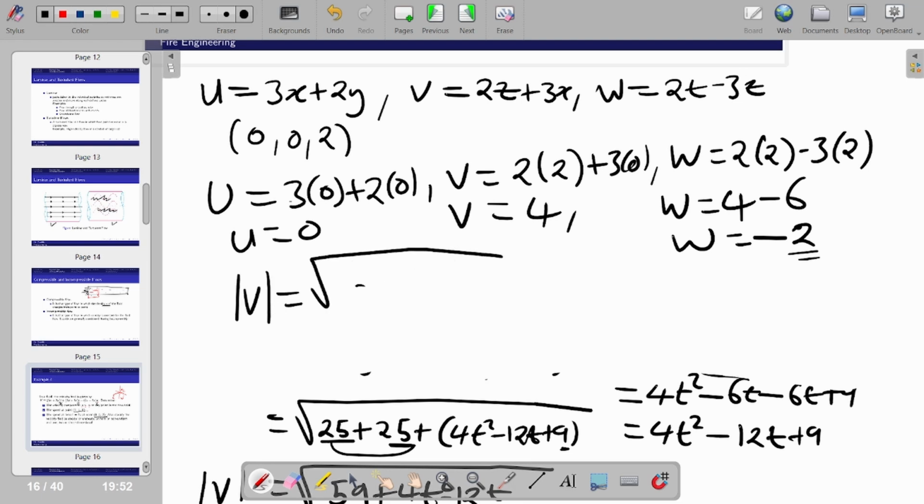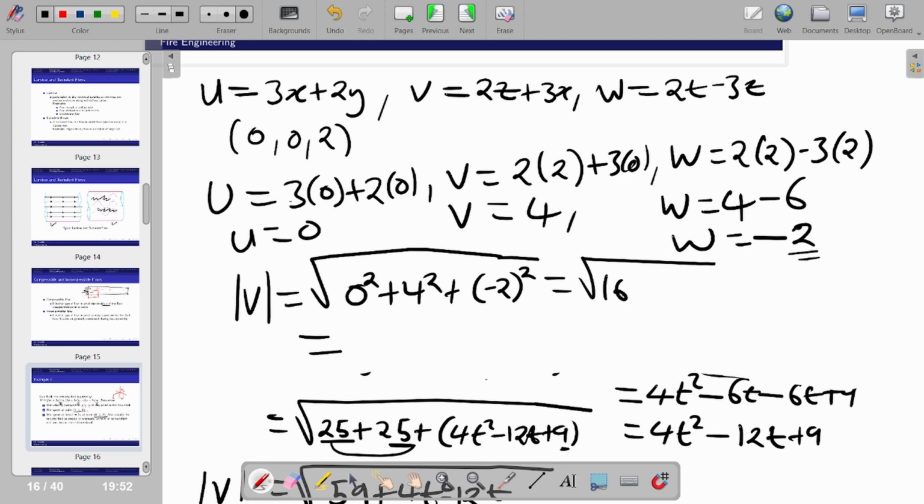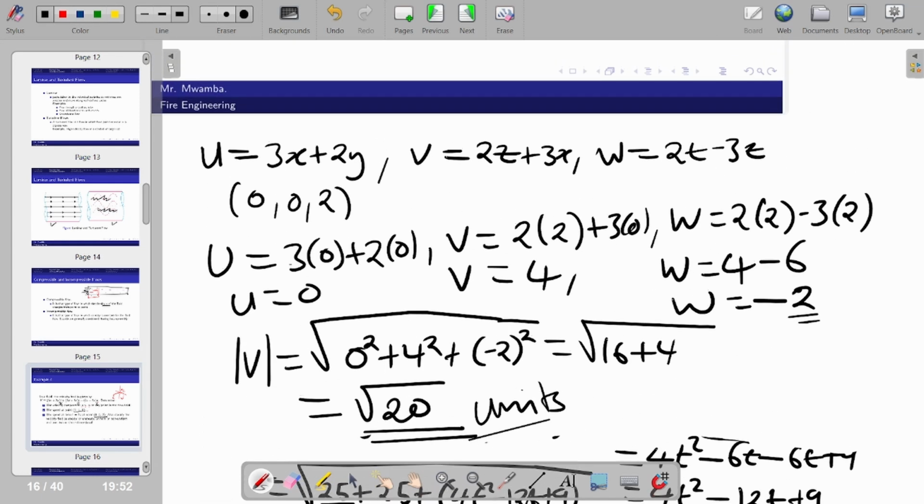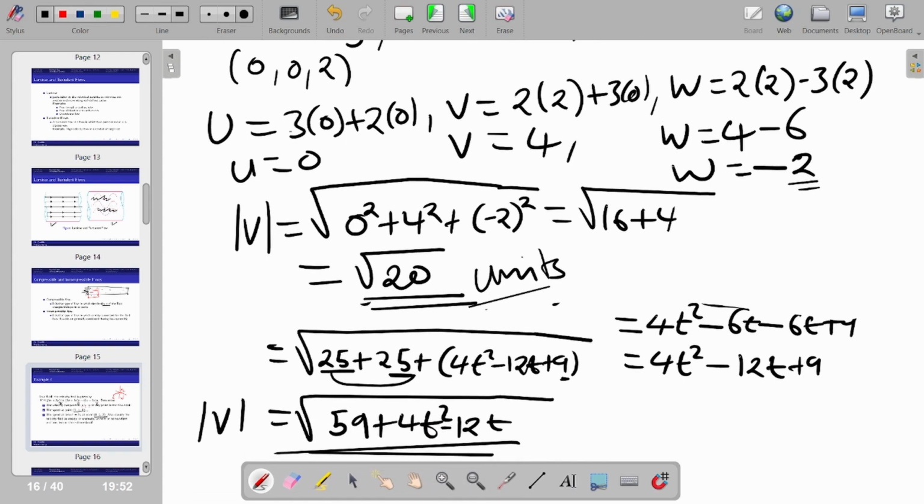Okay, so the resultant, the speed, will be given by 0 squared plus 4 squared plus negative 2 squared. So this is going to give us 16 plus 4. So square root of 20 units, meters per second.